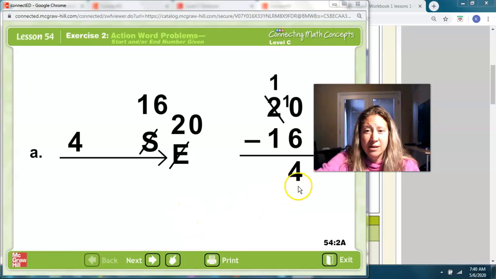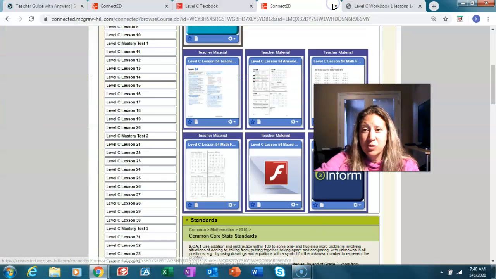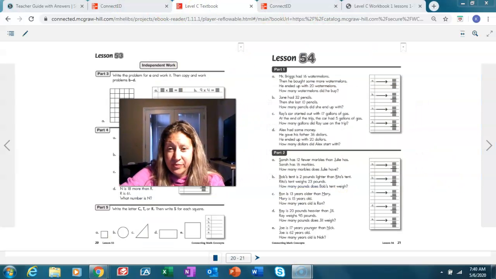And did you get 4 for the first small number? Good job, boys and girls. Next, I'm going to give you the next word problem here. So we're going to do B. Listen. Jane had 32 pencils. Then she lost 10 pencils. How many pencils did she end up with?